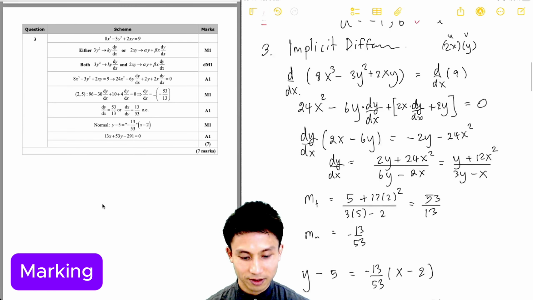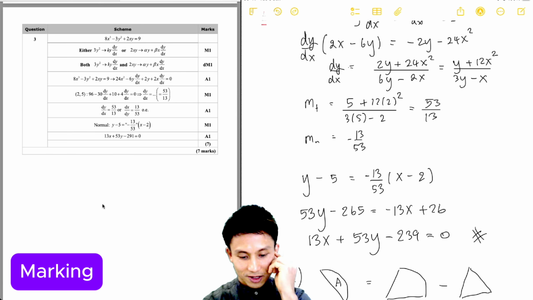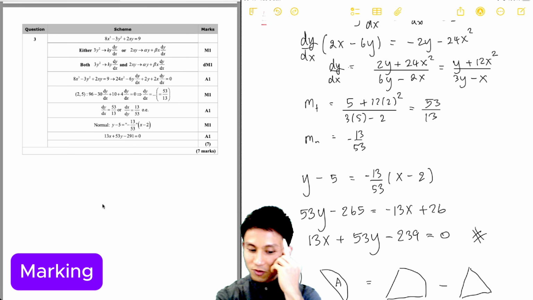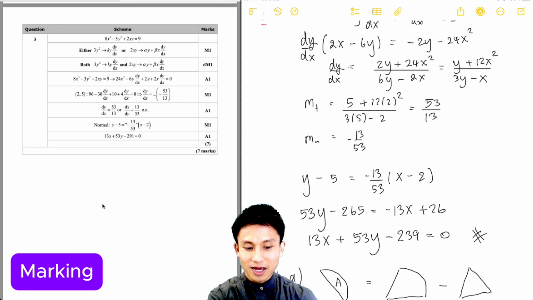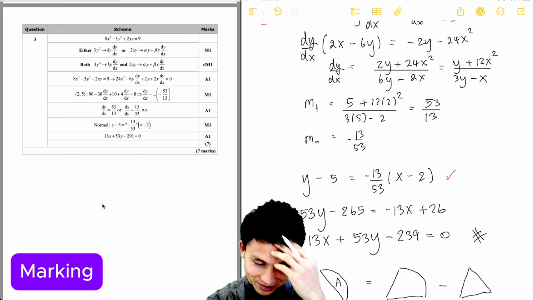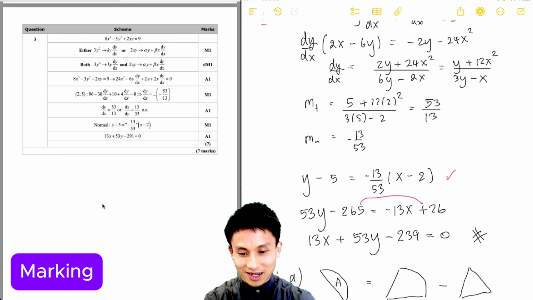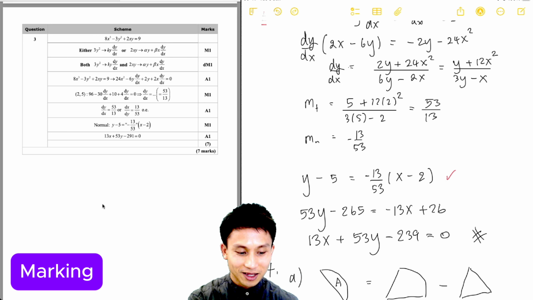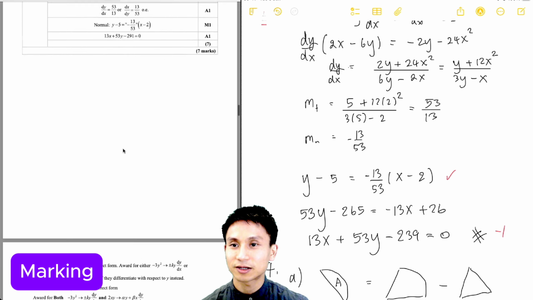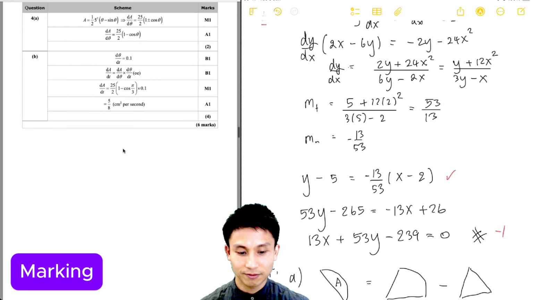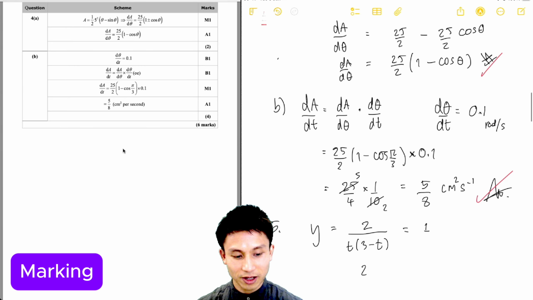Number 3. Yeah, this one I wasn't sure, but whoa, no, that wasn't right. It's 13x plus 53y minus 239. Yeah, I got right up to this. So that was a silly mistake. No, that's embarrassing. Oh yeah, this is a minus. Yeah, that's why I have a minus 1 here. Super silly, right? That's not good. Okay, I can show that. Yeah, 5 over 8. Good.